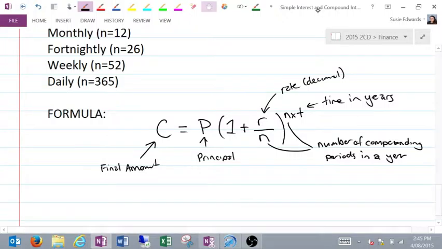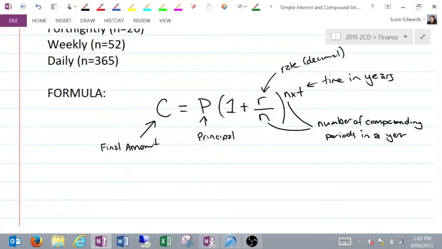Okay, let's try an example. Is everyone okay with their formula? Well, are you okay?